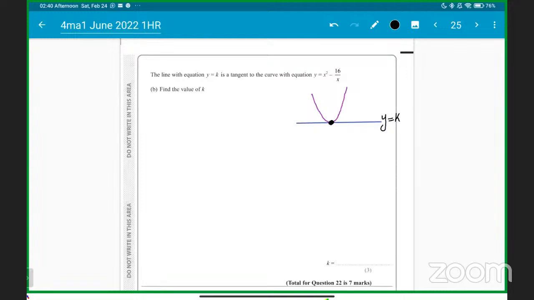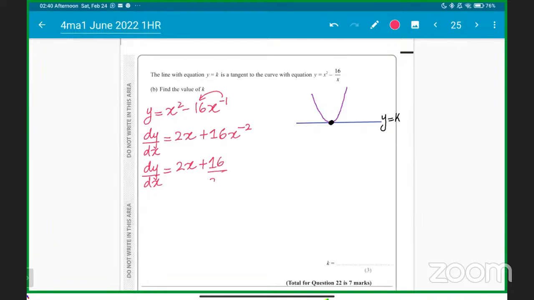Okay. So what we can do here, basically, we'll have to do the differentiation. y equals x squared minus 16 over x. Bring x above: x squared minus 16 x to the power of minus 1. And then you do the differentiation. dy over dx equals 2x, minus 1 times minus 16 will become positive 16, and x power will be negative 2. Understood? So we got dy over dx equals 2x plus 16 over x squared. Is everyone with me following that?